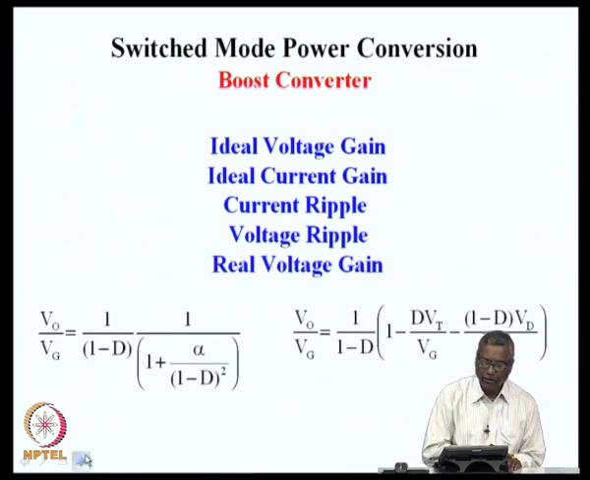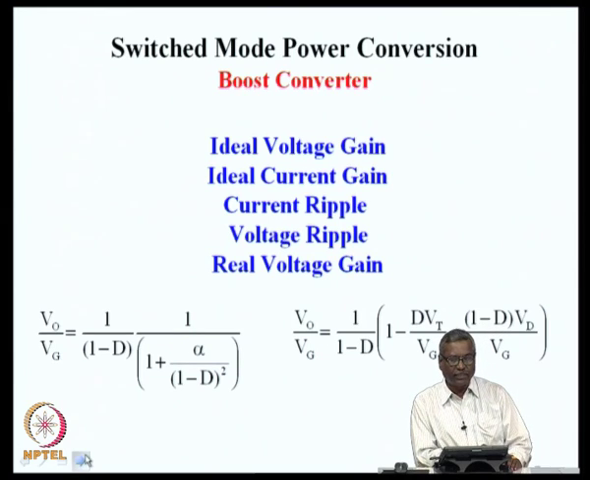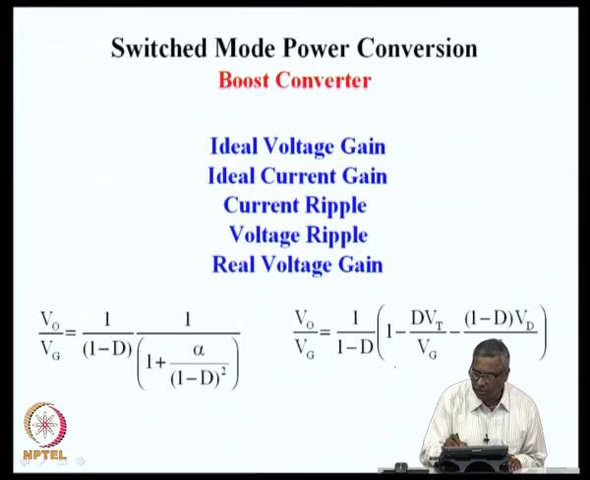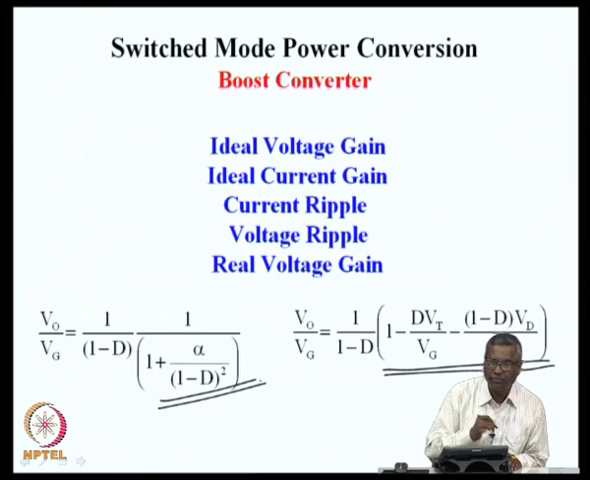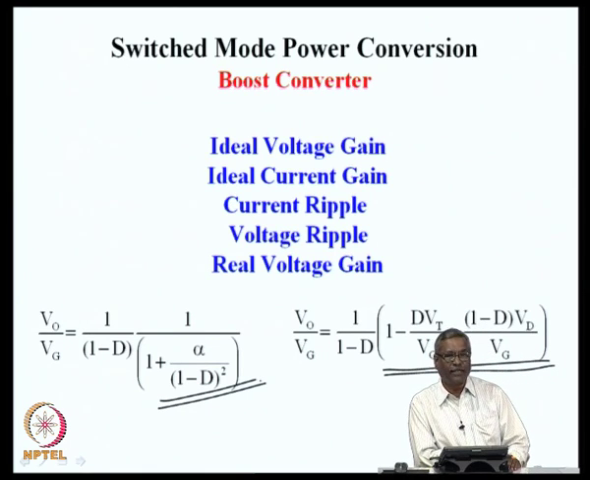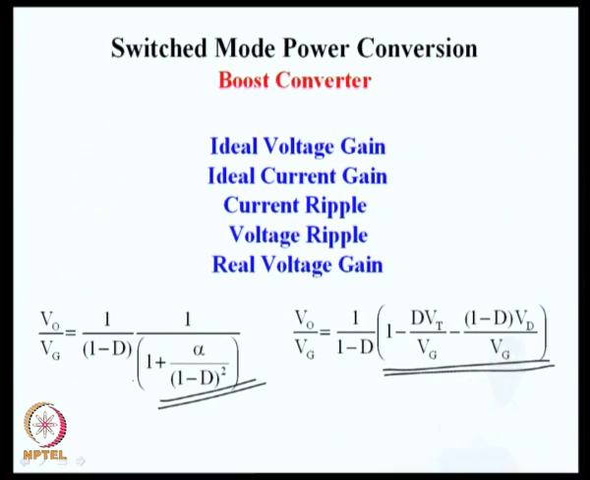So, then we saw that the real voltage gain in the converter is not the same as the ideal voltage gain. It has two non-idealities. One of them is the non-ideality because of the conduction drops in the switches, another is the non-ideality because of the resistance in the conducting paths. This can be in the source, inductor and so on, and both these non-idealities are modifying the voltage gain from the ideal value. This part is the ideal value of voltage gain.